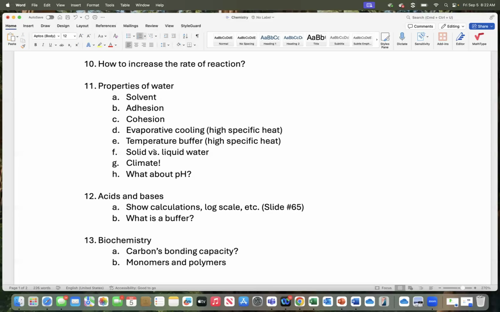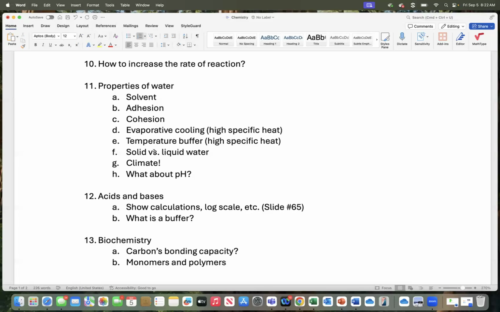Another option is you could increase the amount of substrates or reactants you have in your reaction. That could also allow you to create more products and do the reaction faster, right? But again, that's not always an option. We can't always just have more substrate laying around in our cells. So even though it could work sometimes, it probably doesn't most of the time.